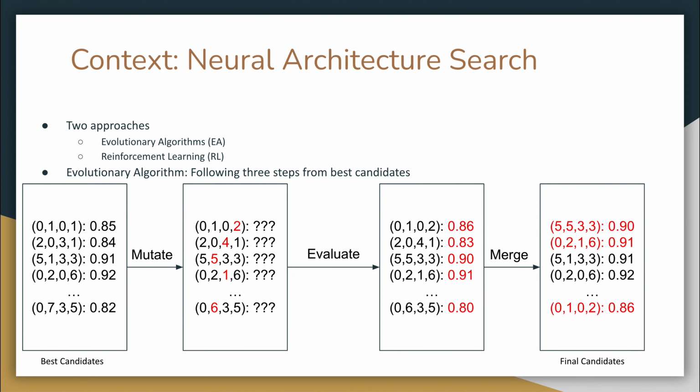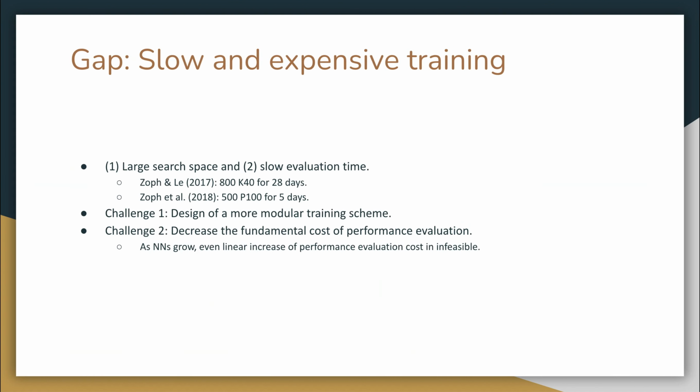NAS is typically done with EA and RL-based methods. I will shortly explain EA, which is the base of PNAS. First, the CNN parent candidates are encoded as strings and mutated to create new children. The children are then evaluated, and only the best of the parent and children survive to the next iteration.